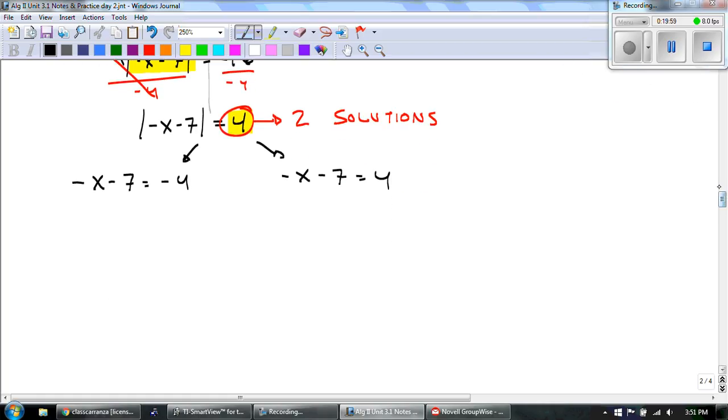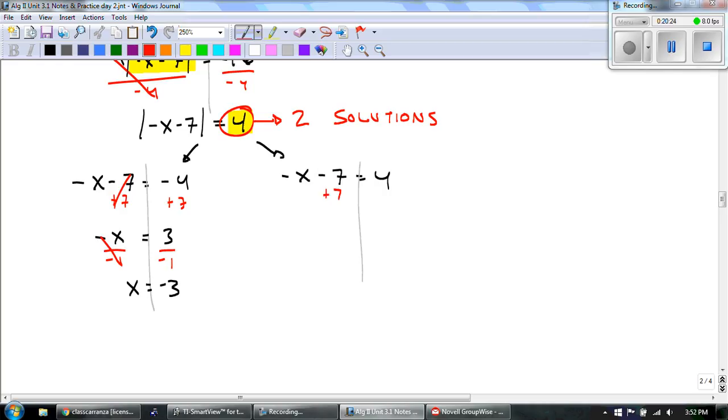All right? You just need to be careful solving this, because there's a negative x, okay? So I would add 7 to both sides, and we would get negative x equals a positive 3. And then I'm going to divide by negative 1 to get that x equals negative 3.